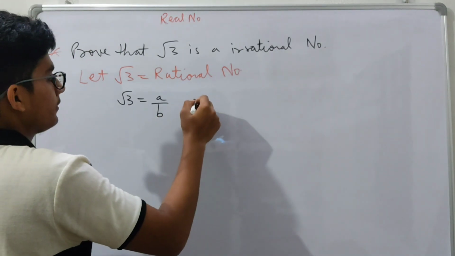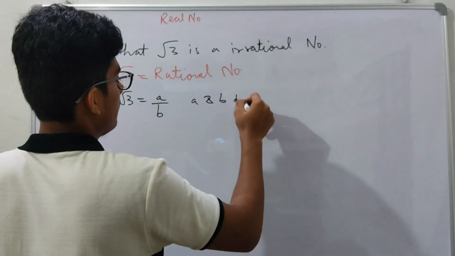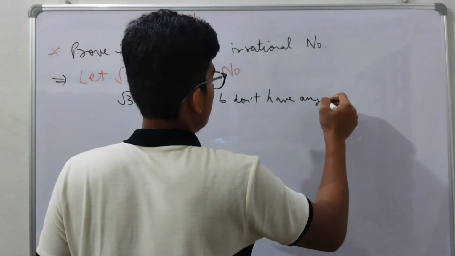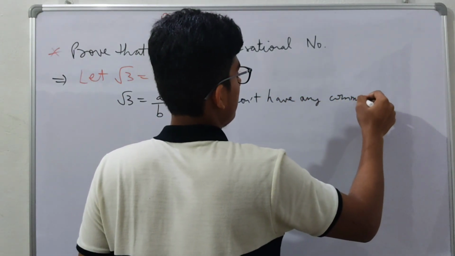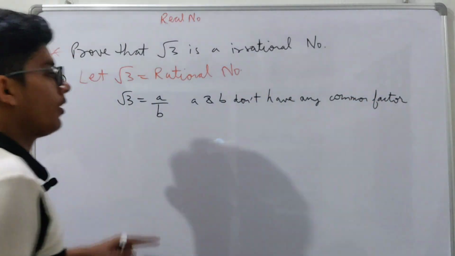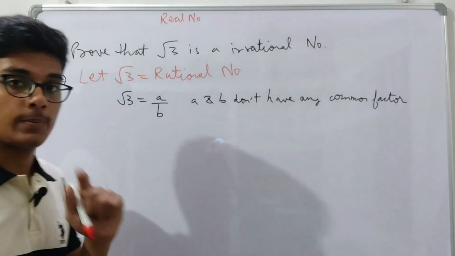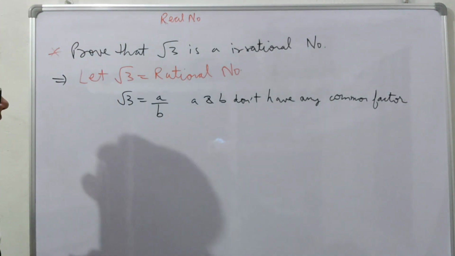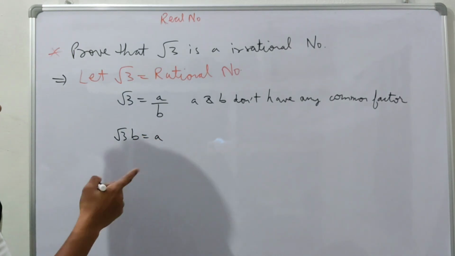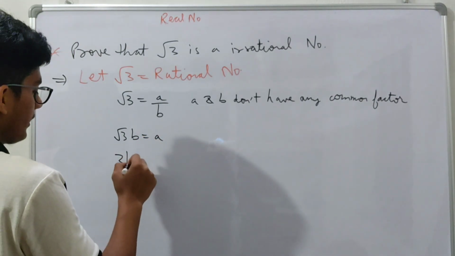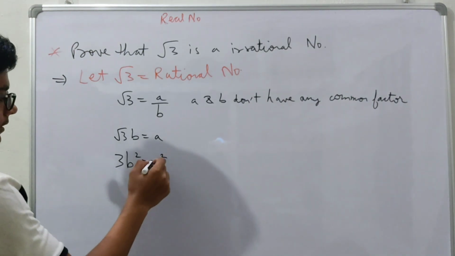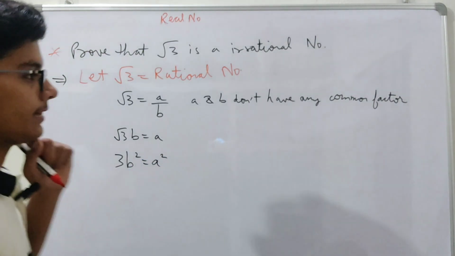Here a and b don't have any common factor, which is a property of rational numbers. So root 3 equals a by b. Here root 3 into b will become a. Squaring on both sides, it will become 3b square is equal to a square.